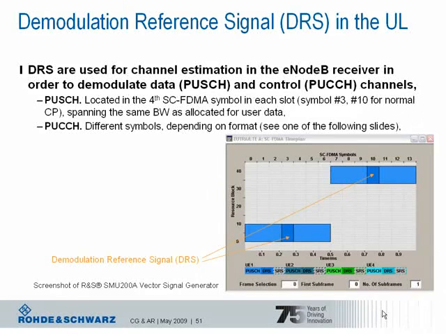We can see that single carrier FDMA symbol number 3 in the first slot and symbol number 10 in the second slot carry the demodulation reference signal. If the UE were assigned to transmit on fewer or more resource blocks, the demodulation reference signal would also be transmitted over these resource blocks. This is mandatory due to the nature of single carrier FDMA.